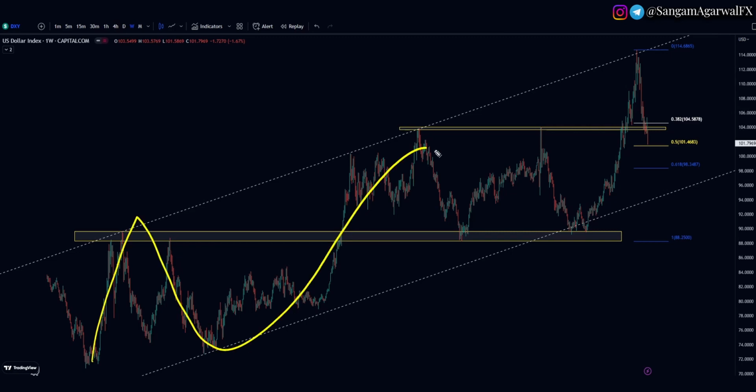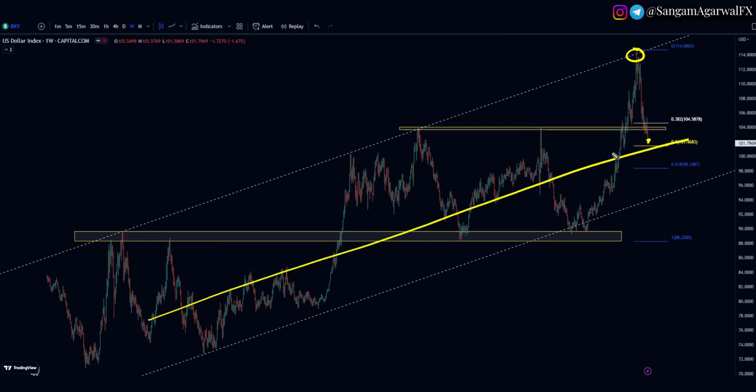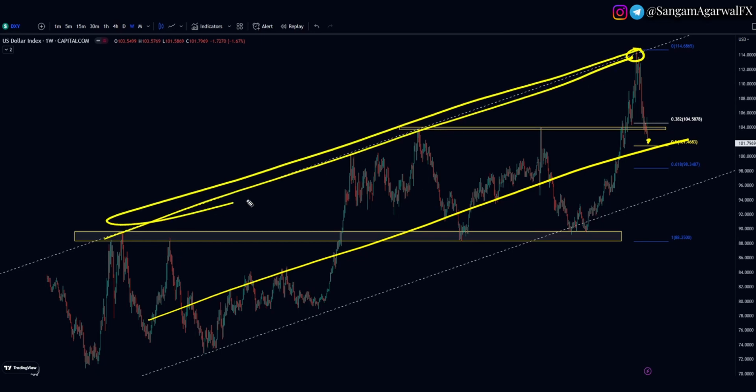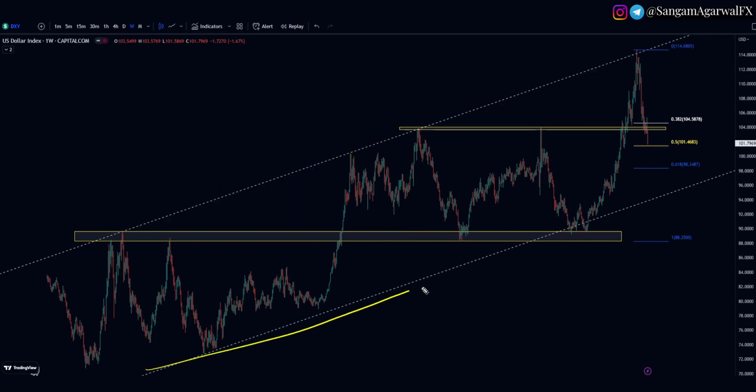Dollar index weekly time frame. This was your top, and now price is in the middle of this parallel channel. After making a top on this upper trend line, the next target will be a retest of the lower trend line.